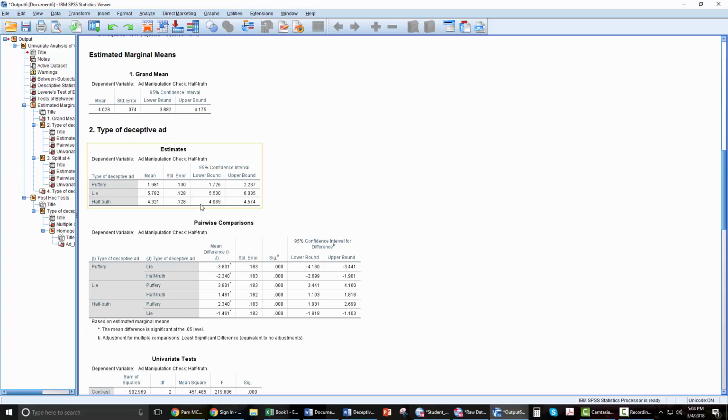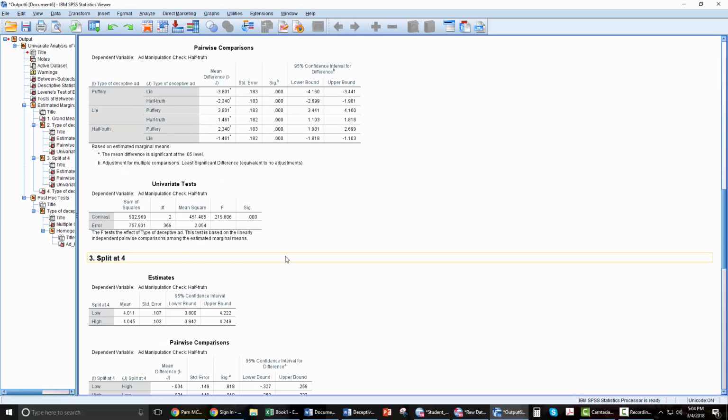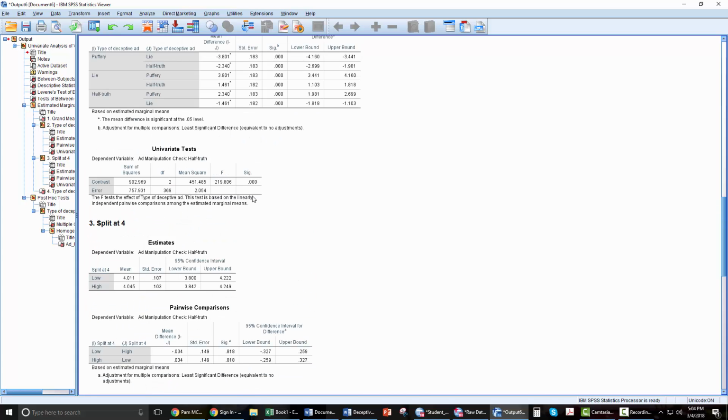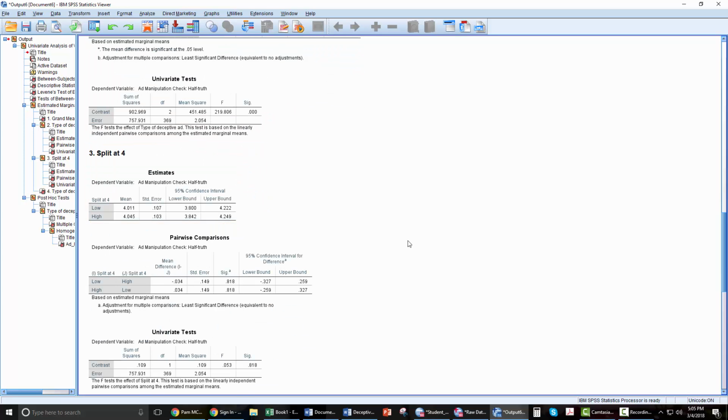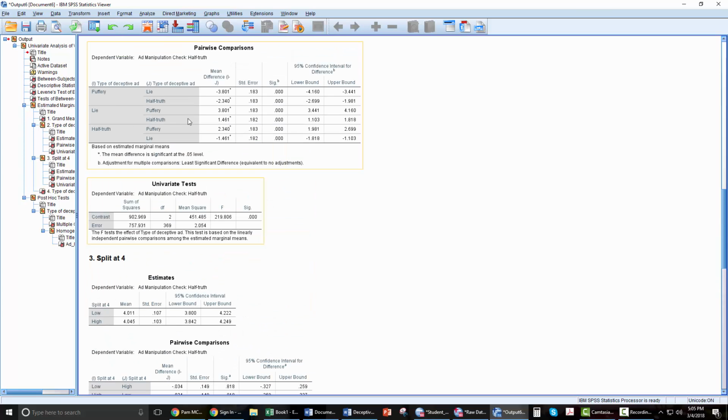This is just giving us some information. This is where we can compare our add types, and you can see all of them are significantly different. Oh, that's interesting. Puffery and lie, they actually were different this time. So for that third one, there is a difference, but that first one was where there was no difference. And univariate test. There's no difference there. I don't know why it's telling us there is. Oh, this is for the half-truth. It's up there. This is something different. And for this, oh yeah, that's why that univariate test belongs up here.